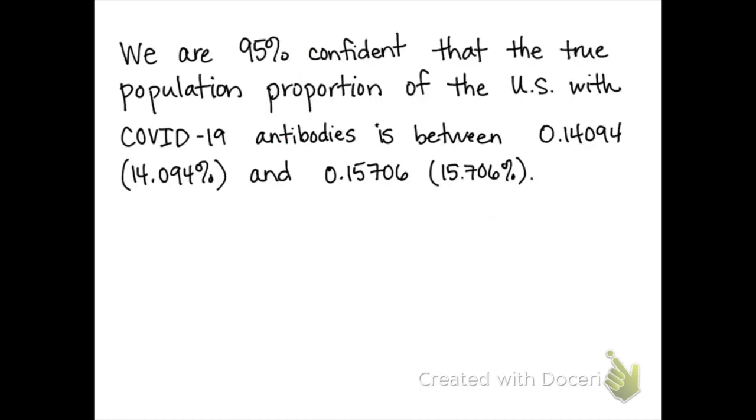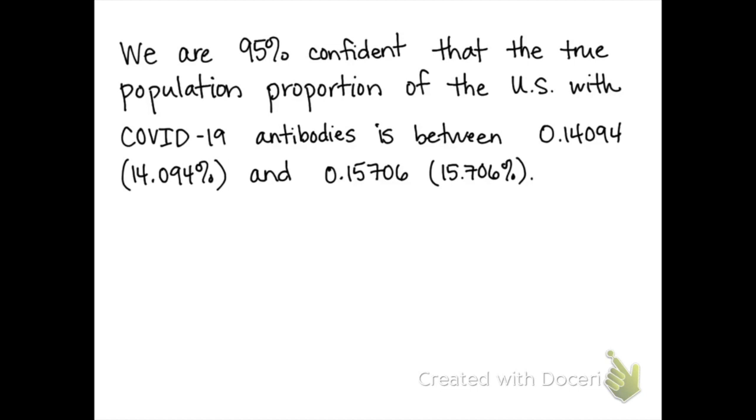We still have not found the actual population proportion of the US with COVID-19 antibodies. We are only 95% confident that the confidence interval we have calculated actually contains the population proportion.